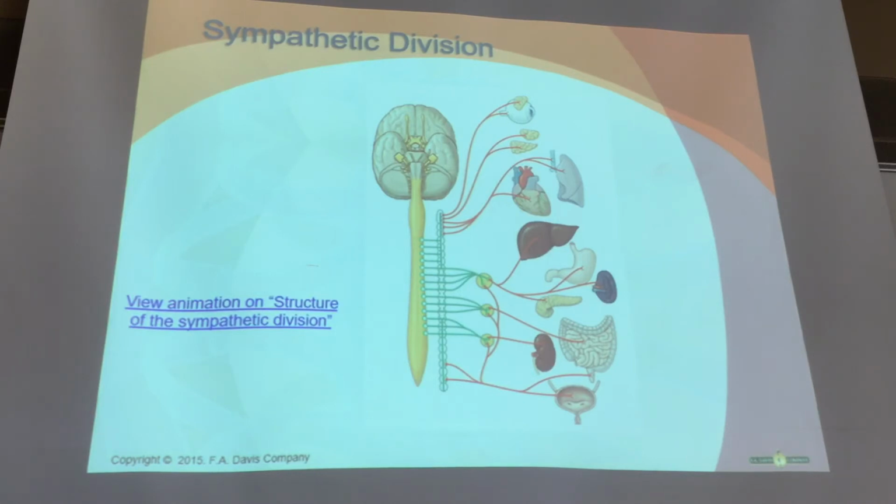So these preganglionic neurons, they don't just synapse with the first ganglion they encounter. They can also travel up this ganglionic pathway. So let me actually give you a visual of this on the iPad. It does a fairly good job of showing this.